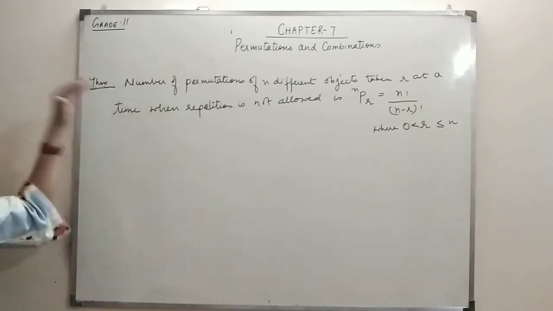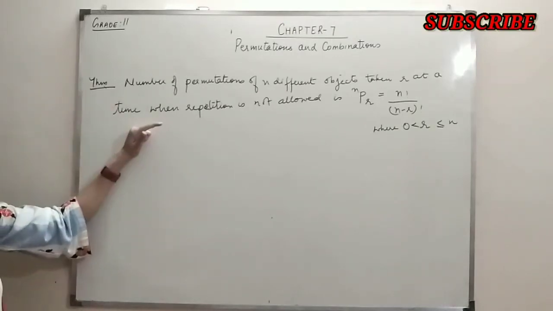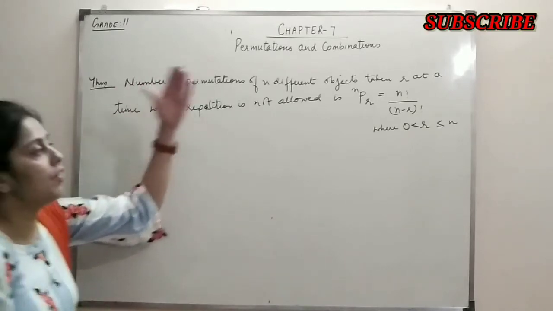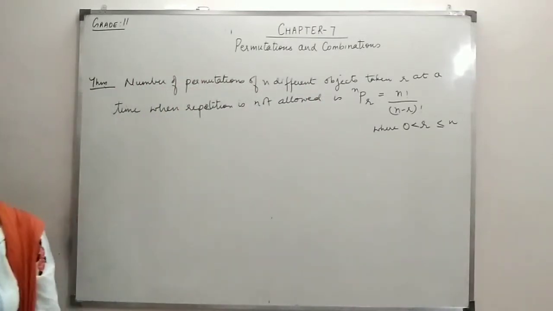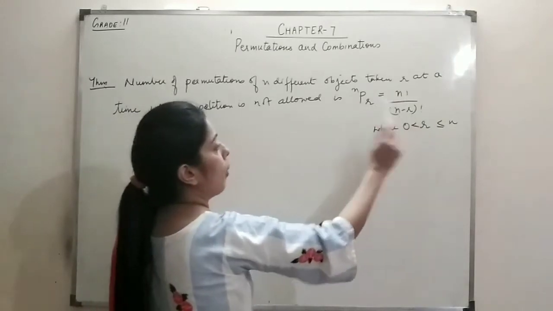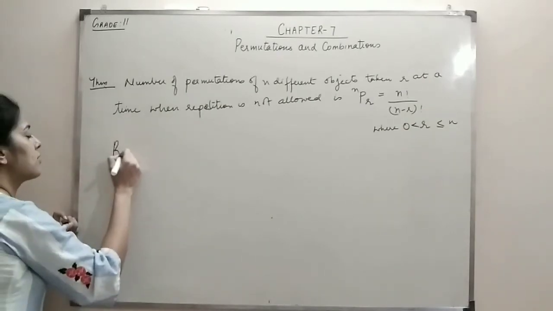This is the result. Basically, for the number of permutations of n different objects taken r at a time, when repetition is not allowed, we can directly use this result, that is P(n, r), which we expand as n factorial upon n minus r factorial. Okay, I am taking the same example rose now.